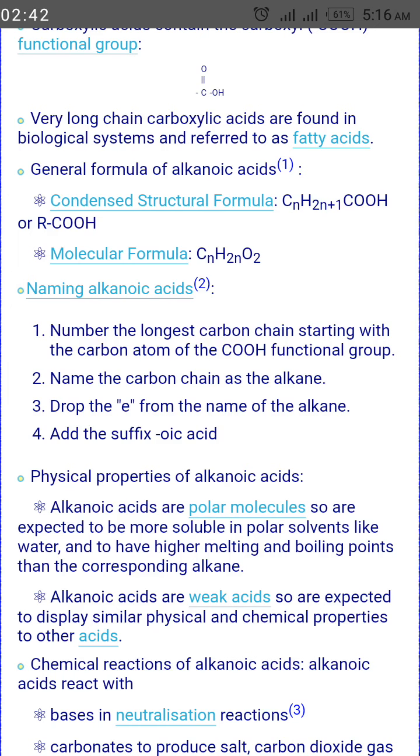Now drop the E from the name of the alkane and add the suffix -oic, just like we did in the alkanols, where you drop the E and write OL. They call it ethanol, butanol, pentanol. Here it will be ethanoic acid, butanoic acid, propanoic acid. You drop E and write OIC, that is -oic.